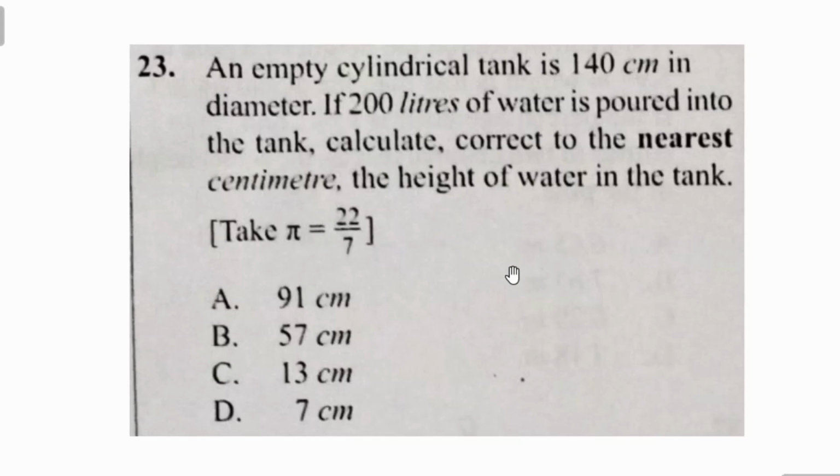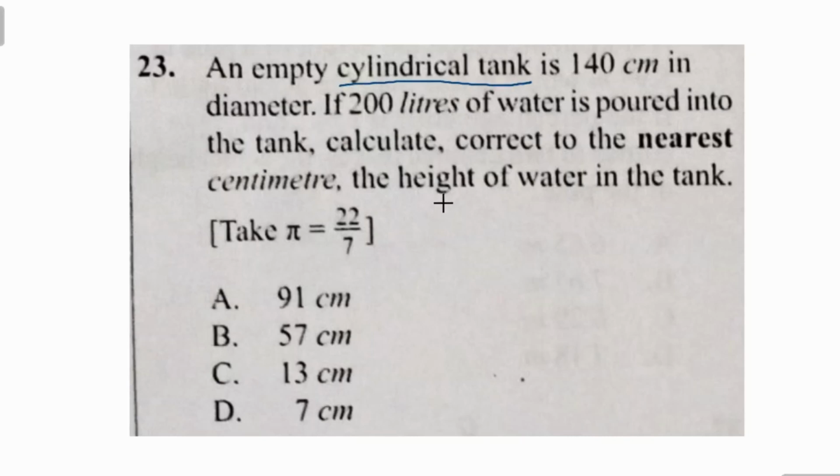And question 23 says that an empty cylindrical tank is 140 centimeters in diameter. If 200 liters of water is poured into the tank, calculate correct to the nearest centimeter the height of water in the tank. Take pi equals 22/7. Then again, we would like to underline the key facts from this question. And the first thing I would like us to underline is the fact that the tank is cylindrical.